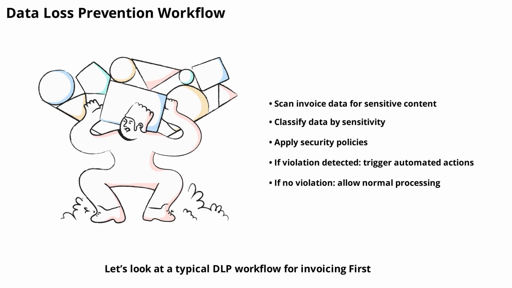Let's look at a typical DLP workflow for invoicing. First, invoice data is scanned for sensitive information. Next, policies are applied based on data classification. If a violation is detected, automated actions are triggered, such as blocking access or sending alerts. All activity is logged for auditing, and users are trained to follow best practices. This workflow ensures that every step of the invoicing process is protected from data loss.